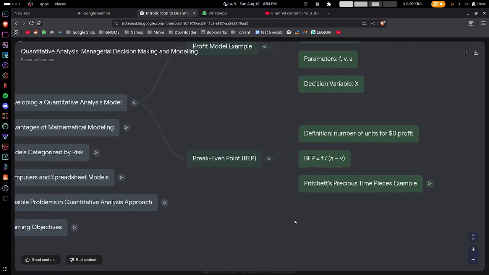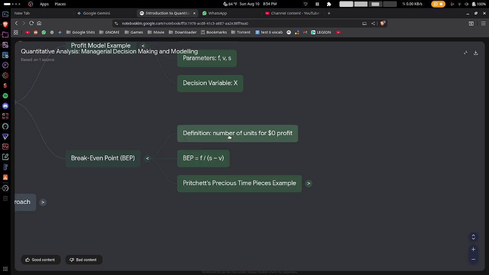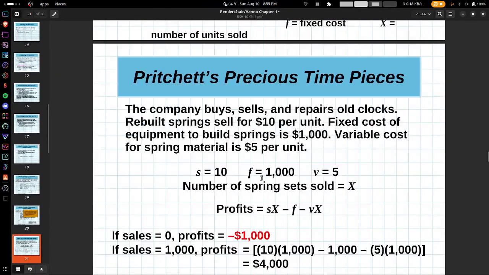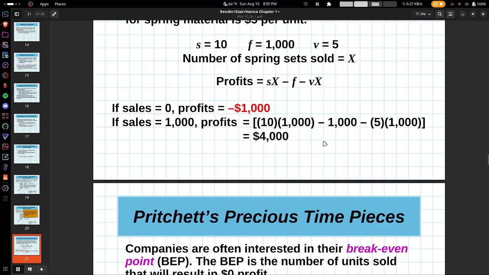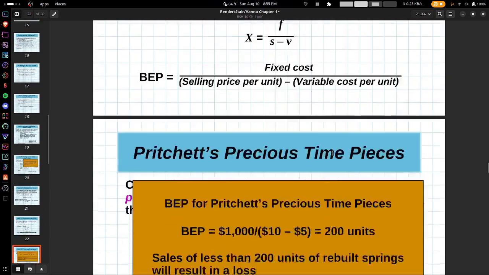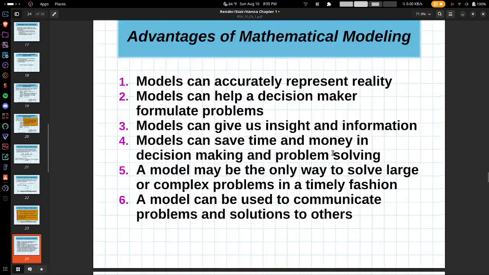Break-even point is the same, by definition the number of units for zero profit. BEP equals fixed cost divided by selling price minus variable cost. This is an example: the company buys, sells and repairs gold clocks. Rebuilt springs sell for $10 per unit. This is a math thing, an easy one to skip.